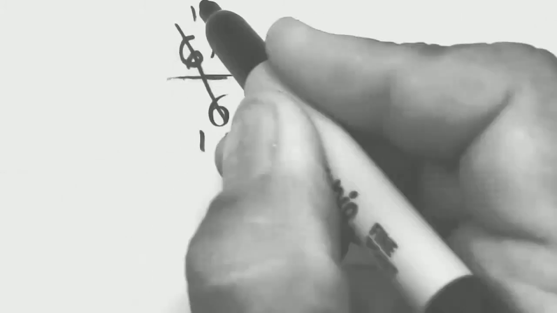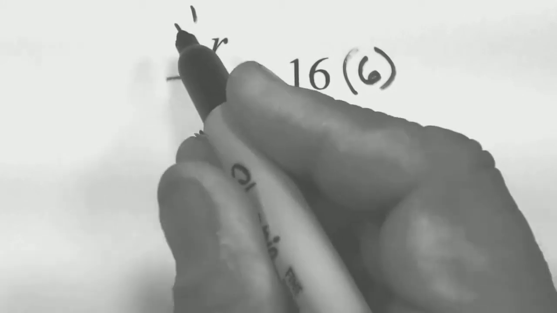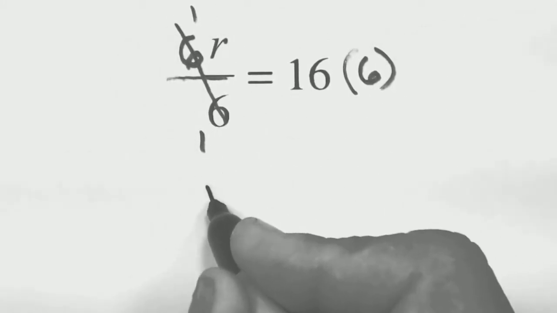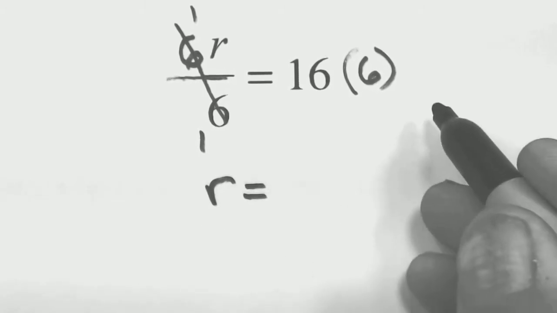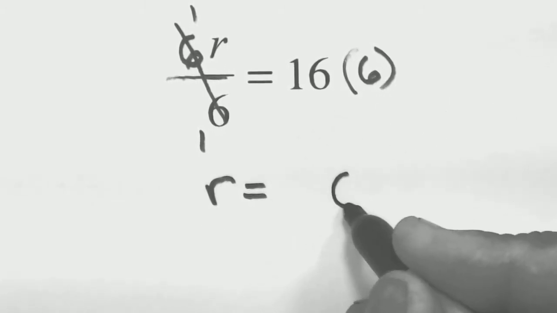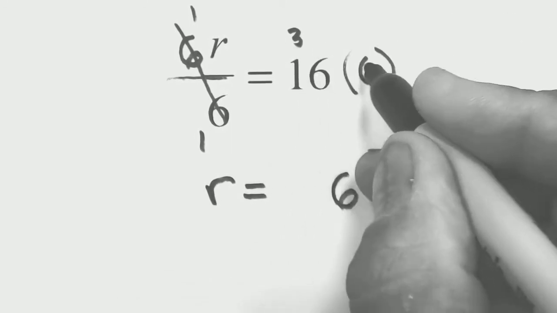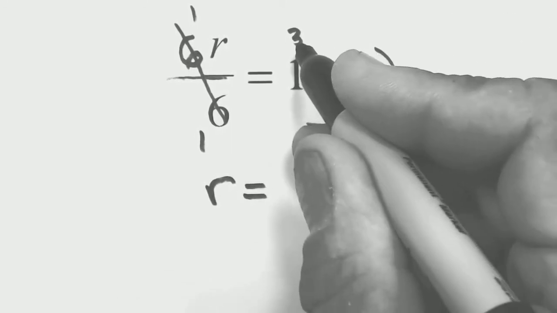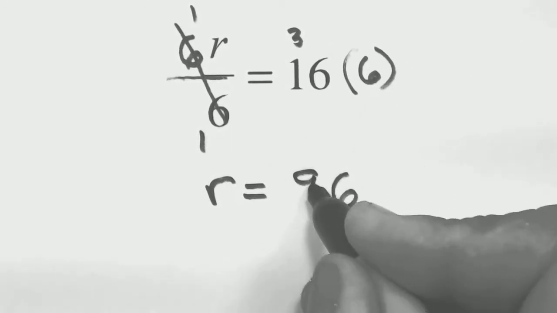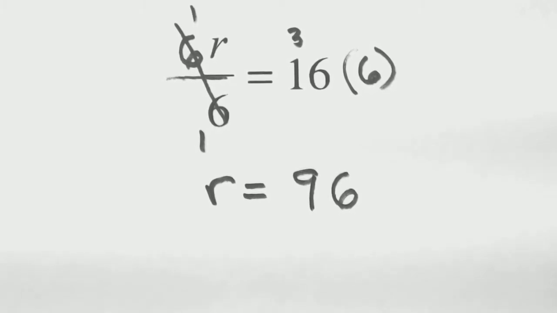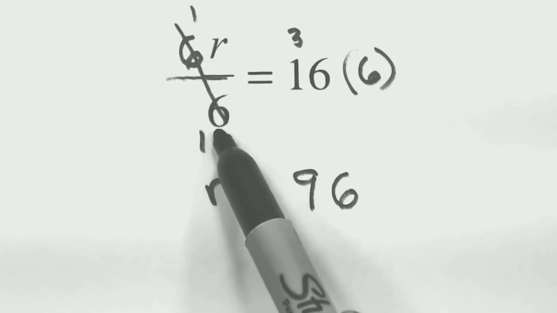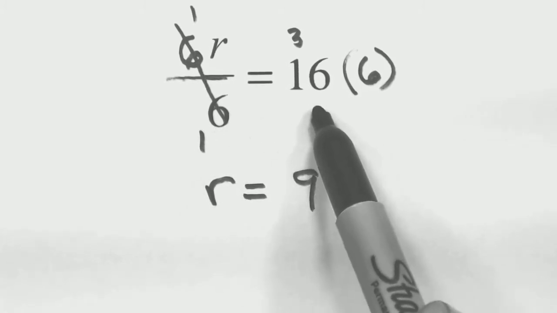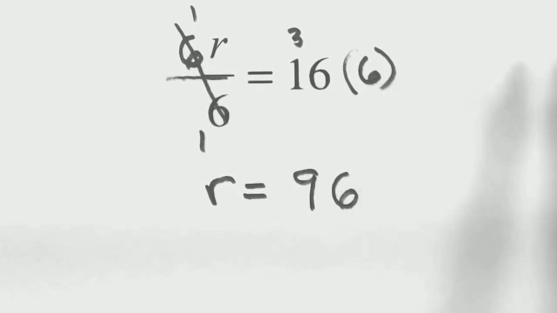We get officially a 1 downstairs and a 1 upstairs. 1r over 1 just equals r. That's what we want on the left side, our variable. And over here, 6 times 6 is 36. Carry the 3. 6 times 1 is 6, plus 3 looks like r equals 96. So in the original problem, if you took 96 and divided by 6, that does indeed give you 16.